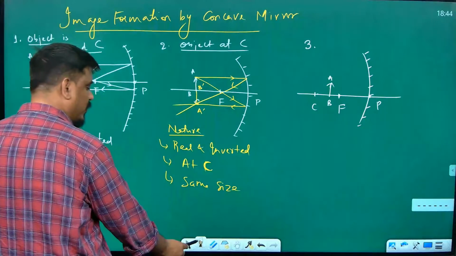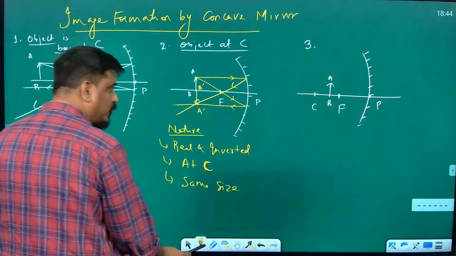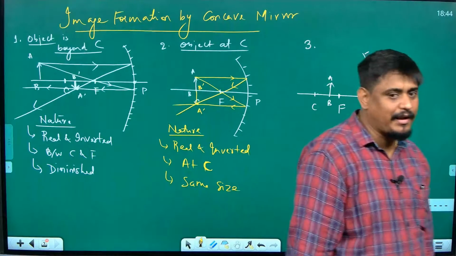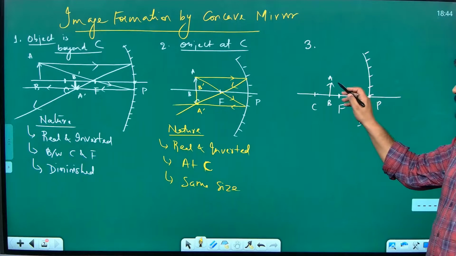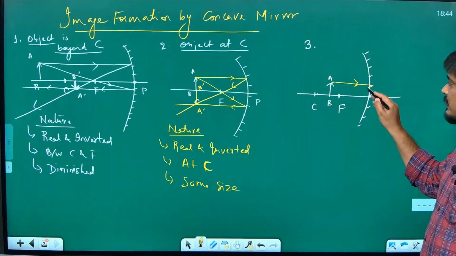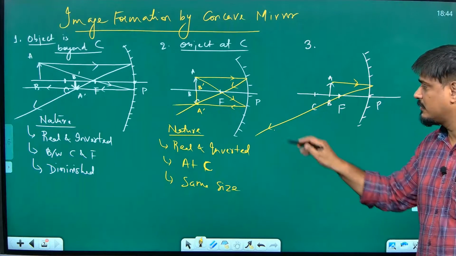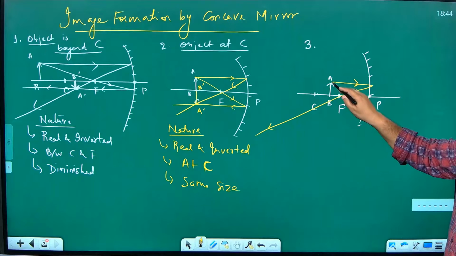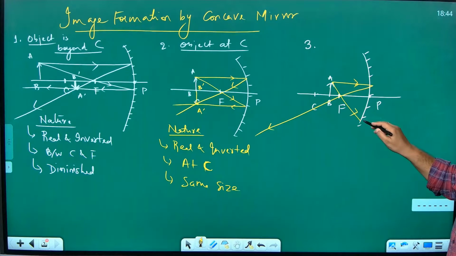Now what am I going to do? Two rays from the head of the object: one ray passing parallel to principal axis goes like this and becomes... second ray passing through focus, becoming parallel to what?